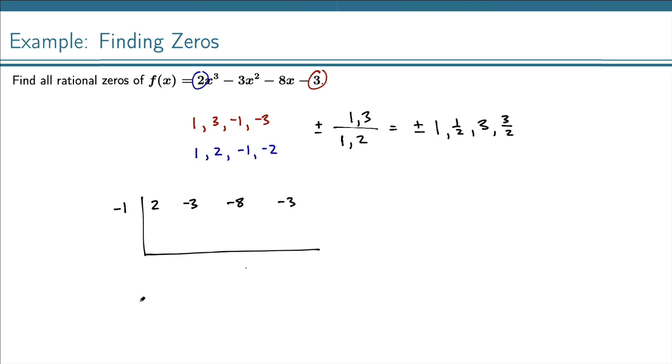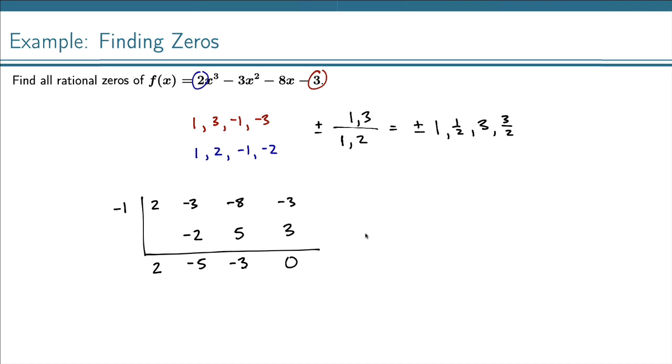-1. Bring the 2 down. 2 times -1 is -2. -3 plus -2 is -5. -5 times -1 is +5. -8 plus 5 is -3. -3 times -1 is +3. And -3 plus 3 is 0. I now have gotten a remainder of 0. And that means that -1 is a 0 of the polynomial.